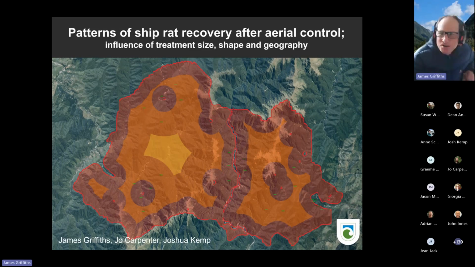Yeah, so my talk focuses on a little bit of work that we've been doing looking at the influence of treatment size and shape and the geography within these treatment operations overlay on patterns of rat recovery, and using the DOC rat tracking database to answer questions about the influence of these things.